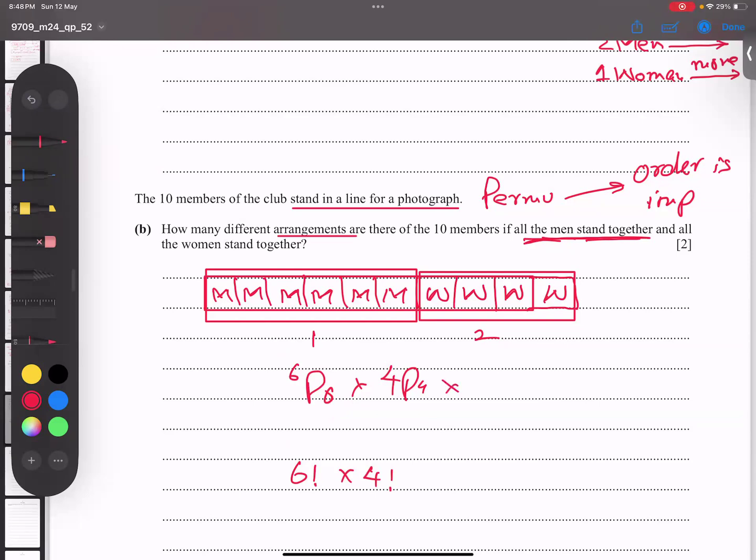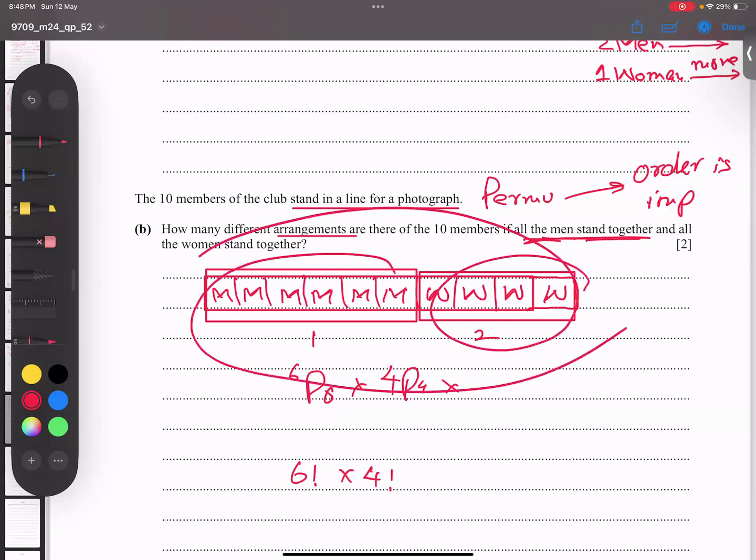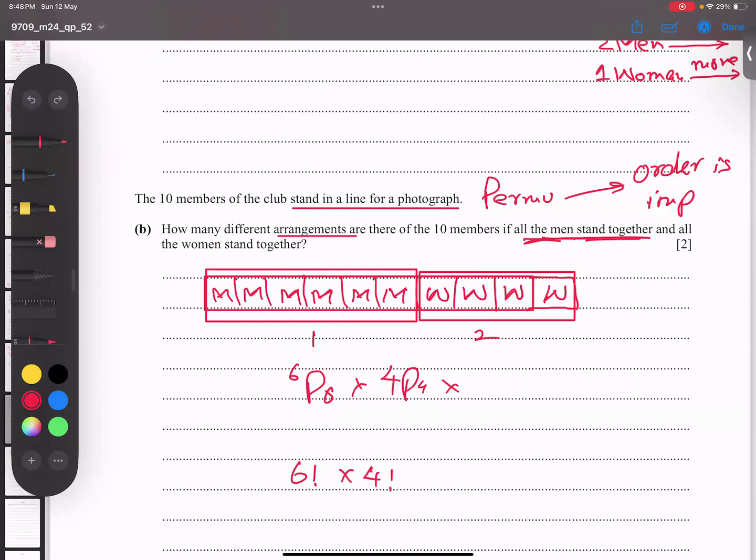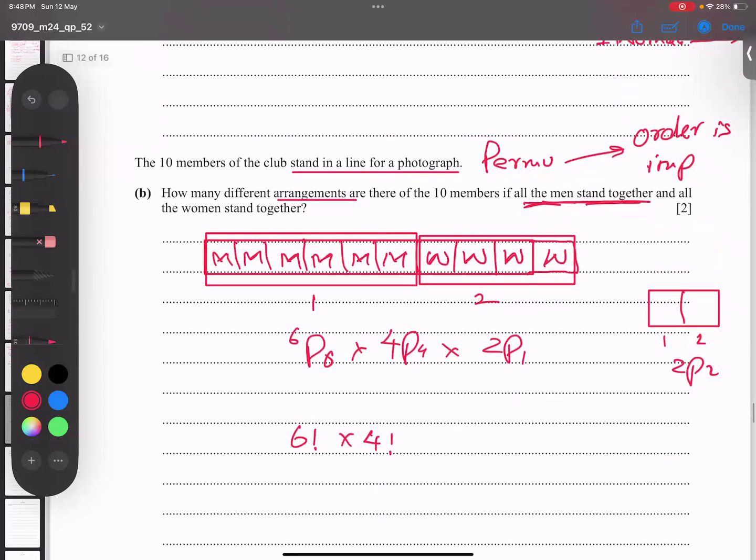But the thing is that this can be done in 2 ways. All women come before, all men go later. So it means 2P2. This is 2P2 because if we have 2 things to arrange, this is 1 and this is 2. How to arrange 2P2? So you understand very well what I'm saying. So I think the idea is very clear. And 6 for this is my answer.